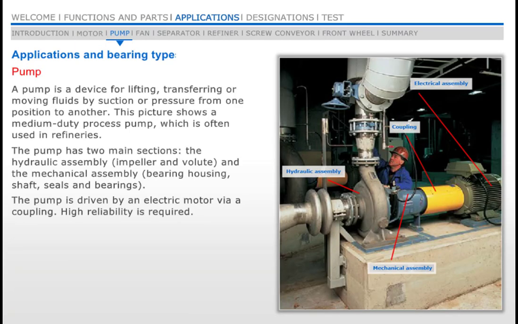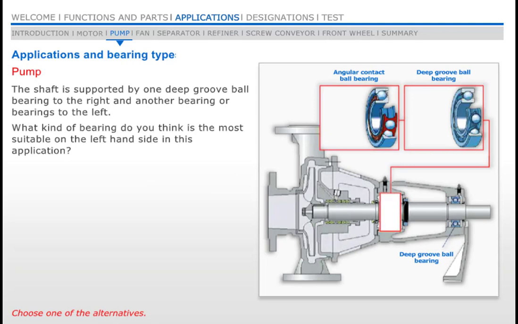A pump is a device for lifting, transferring or moving fluids by suction or pressure from one position to another. This picture shows a medium-duty process pump, which is often used in refineries. In this drawing, you can see that the shaft, which is running the impeller, is supported by one deep groove ball bearing to the right and another bearing or bearings to the left.